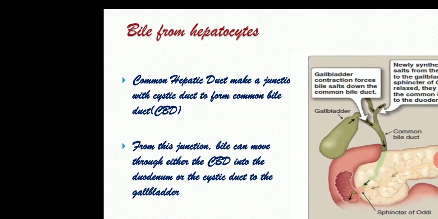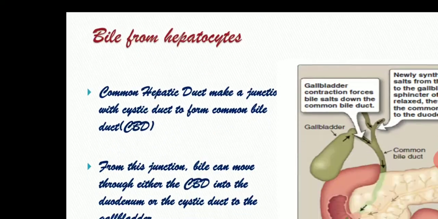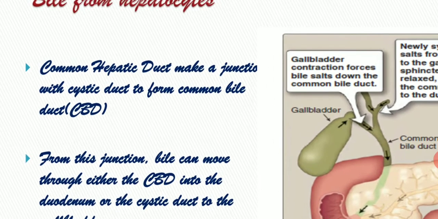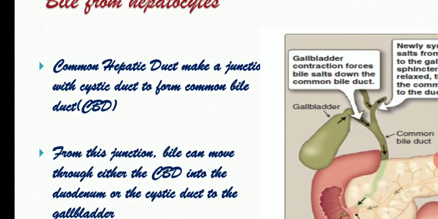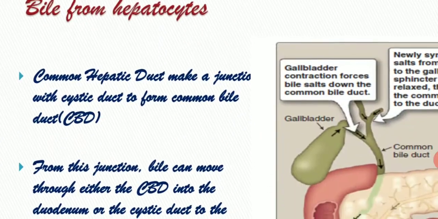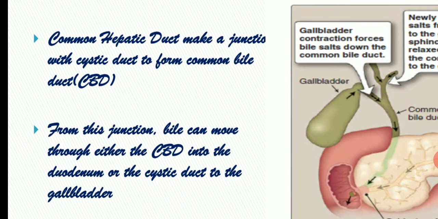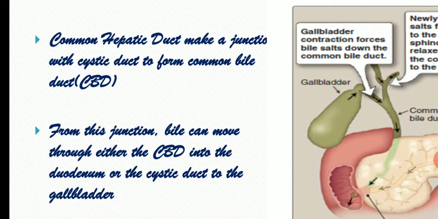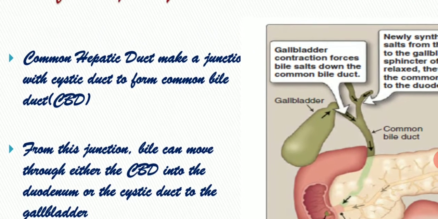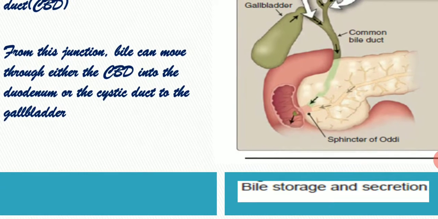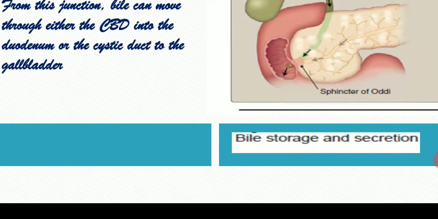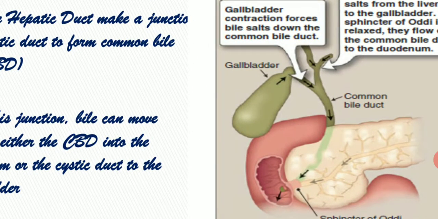Now, bile from the hepatocytes flows into the common hepatic duct, which makes a junction with the cystic duct to form the common bile duct, that is CBD. From this junction, bile can move through either the CBD into the duodenum or the cystic duct to the gallbladder. Here in this diagram, the bile storage and secretion is shown. Here the green colored organ is the gallbladder.